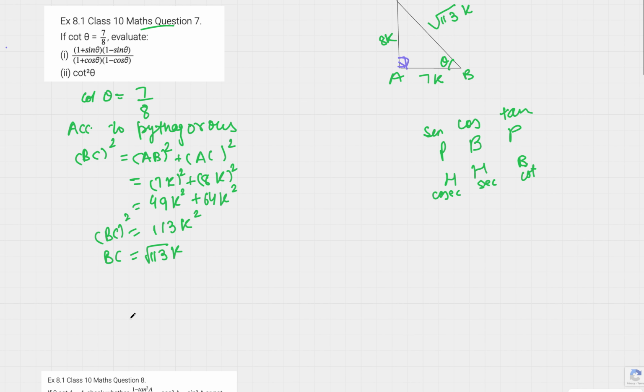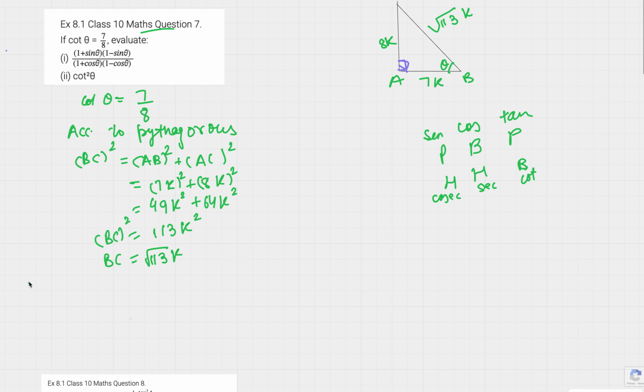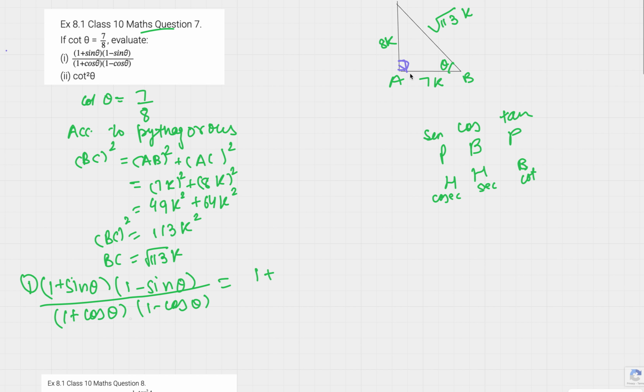Now we have two parts. First, we have to calculate 1 plus sine theta, 1 minus sine theta, divided by 1 plus cos theta, 1 minus cos theta. Now 1 plus sine. Sine is P by H, which is 8K by root 113K. This is the first part. Then 1 minus 8K upon root 113K.